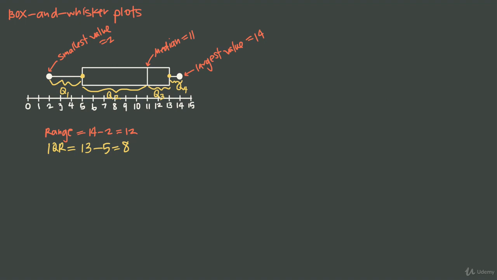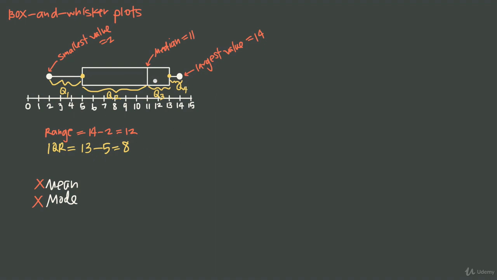What we can't tell from a box and whisker plot are the mean or the mode. We're not able to tell where the mean is and where the mode is in a box and whisker plot. We can't calculate their exact values, but we can get the median, the range, the interquartile range, the smallest value, the largest value, and the range of each quartile, the first, second, third, and fourth quartiles.